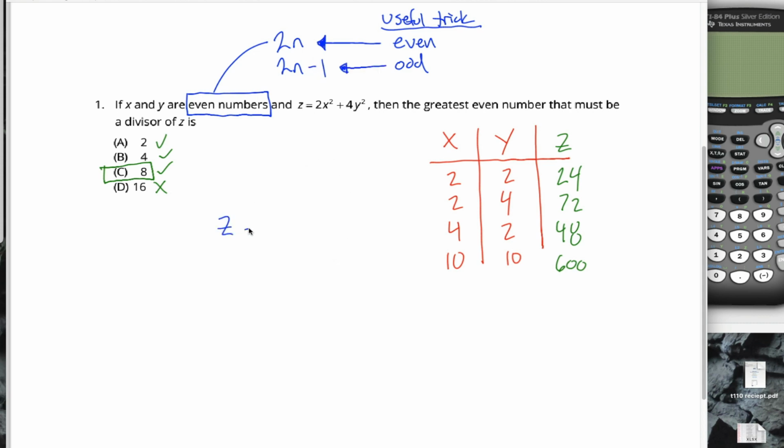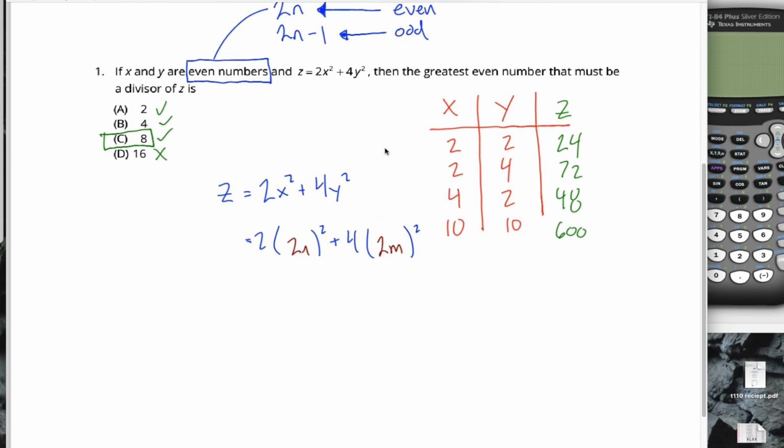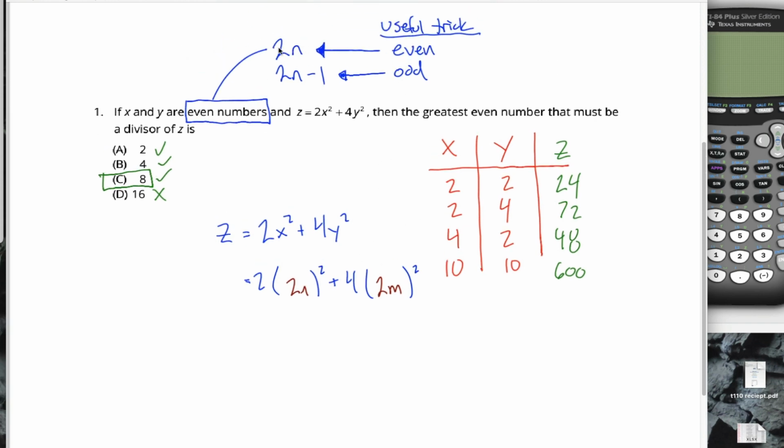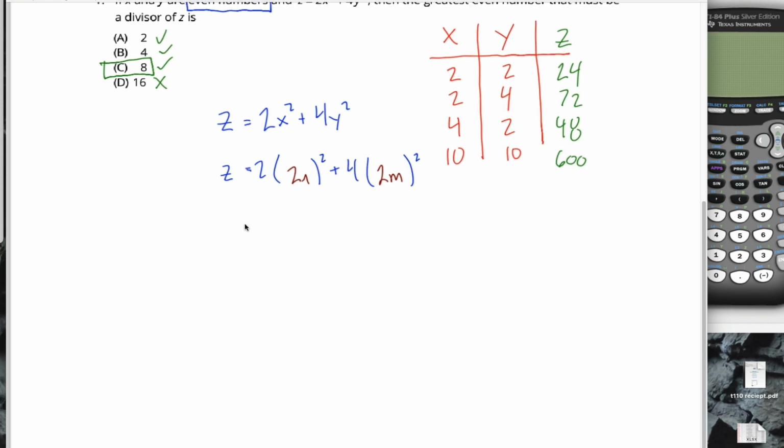Well, remember, z is equal to 2x squared plus 4y squared. But since x and y are both even numbers, instead of writing x squared and y squared, I could write 2n squared and 2m squared, just picking whatever letter I want, but representing them in this format that I use to represent an arbitrary even number. If you've gotten this far, now just simplify to get rid of all the parentheses.